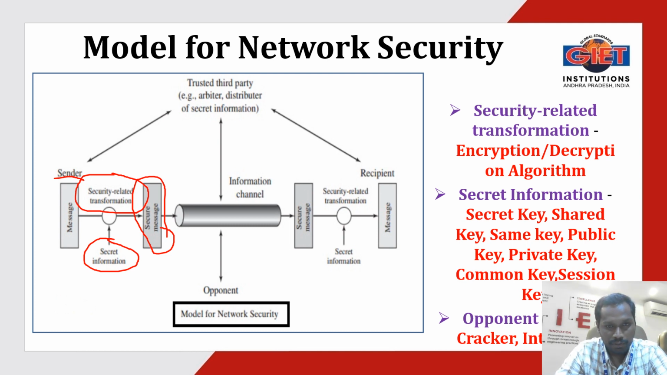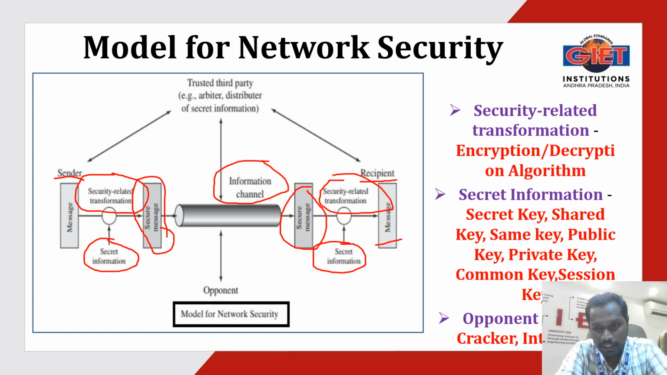So here you can see the information channel where the message has been transferred, and the reverse process you can see on the receiver side, right? So what is the reverse process? He is going to take the same secure message, and using the security related transformation and the secret information that is shared between sender and receiver, he'll get back the plain text message.